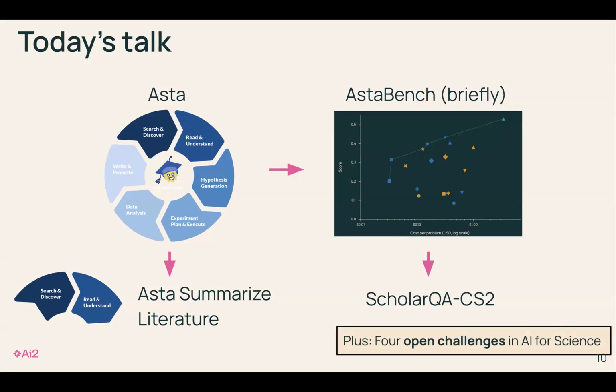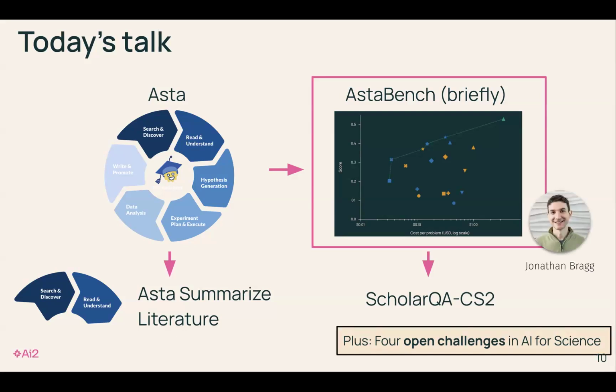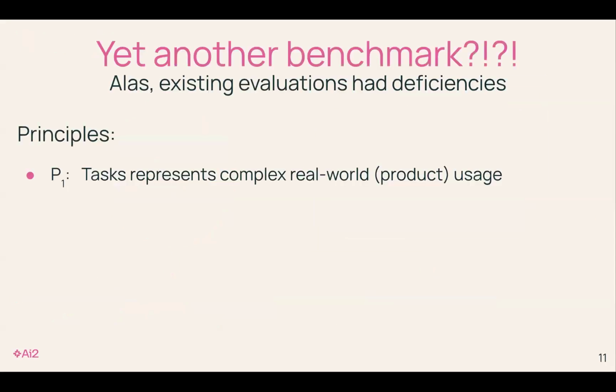Along the way, there's a ton of open questions here and work still to be done. And so I'm also going to outline 4 open challenges in the area of AI for science. All right, so let me jump right into talking about AstaBench. This is work led by Jonathan Bragg at the Allen Institute for AI.